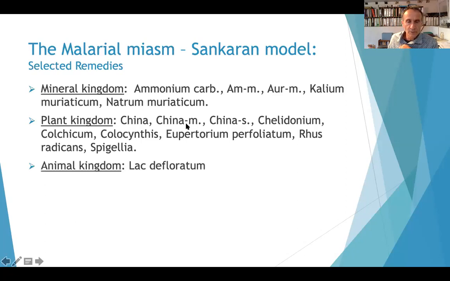Interesting, quite a few of these could pop up in the COVID situation, perhaps China and China sulph. Eupatorium has been mentioned, and Spigelia has been mentioned. So there are some aspects of COVID-19 that have a malarial feel to them. From the animal kingdom, we've got Lac defloratum, that's the skim milk from a cow.